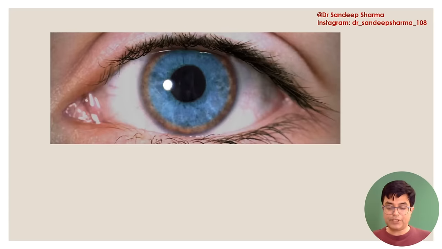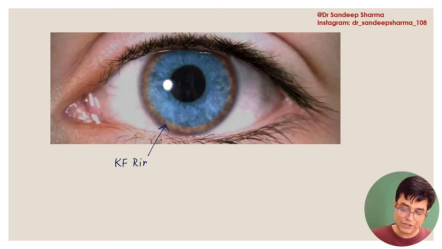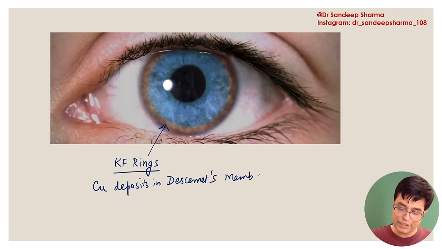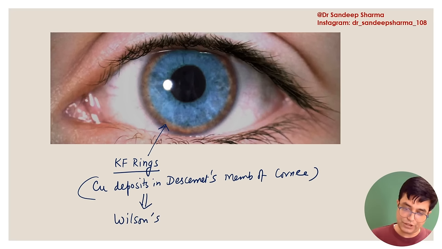This is a patient where this particular feature is being seen. What you can see in the patient, can you see this brown colored ring in the periphery of the cornea due to deposition of copper? This is what you call a KF ring, also called Kayser-Fleischer rings, which occurs due to copper deposition in the Descemet's membrane of the cornea. So Kayser-Fleischer rings are typically seen in which condition? Yes, they are typically seen in a patient with Wilson's disease.